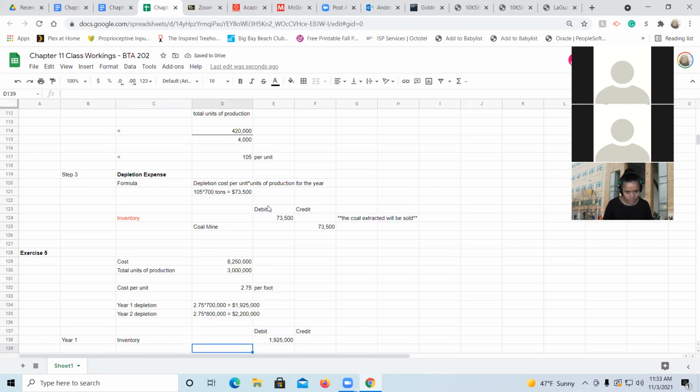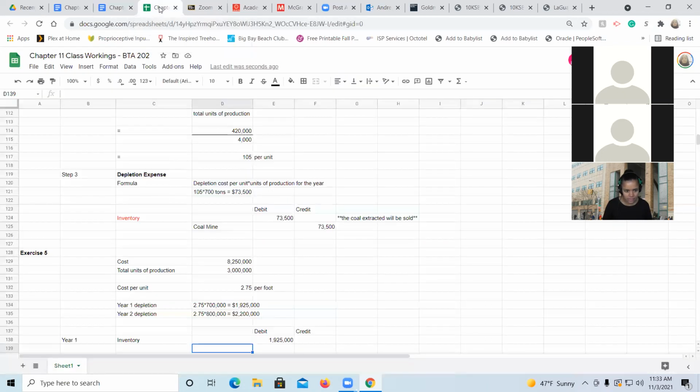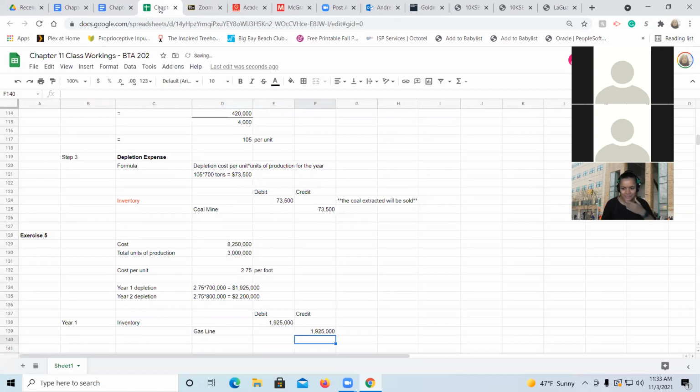Was this a coal mine? I can't remember. I just want to make sure. Oil, natural gas. So gas, I guess. Gas line, something like that. It's like a gas pipeline or something. That's what they call it. Thank you. Yeah, this is correct.